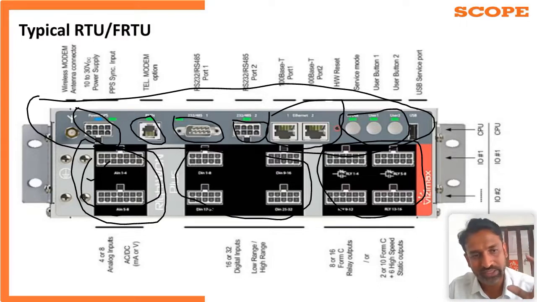When it comes to the other hardware, you can commonly find the DIs, digital inputs, DOs, digital outputs, and AIs, analog inputs, and analog outputs. This is what an RTU normally has, these many different sections of hardware.